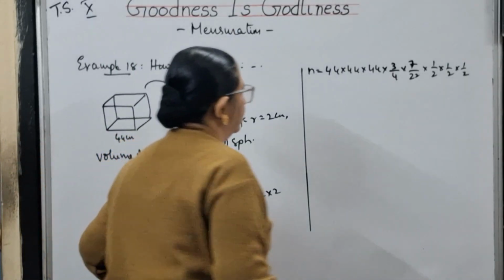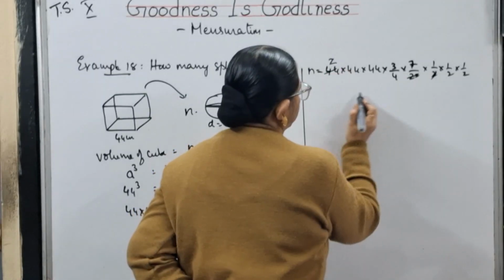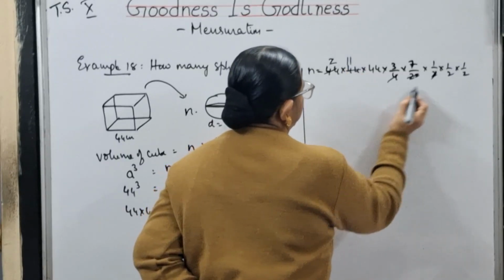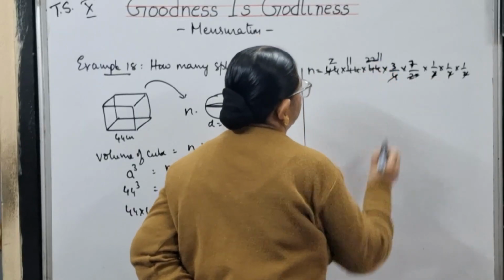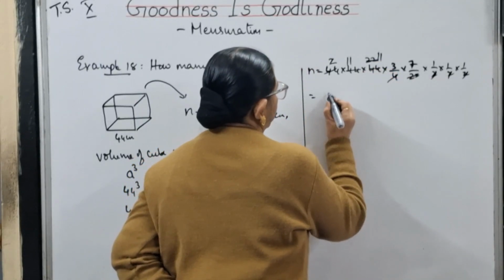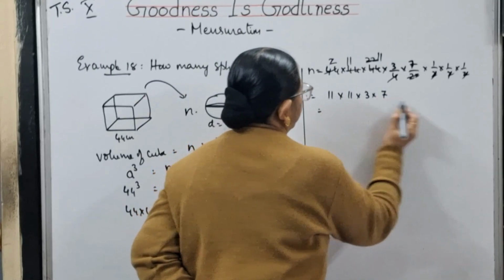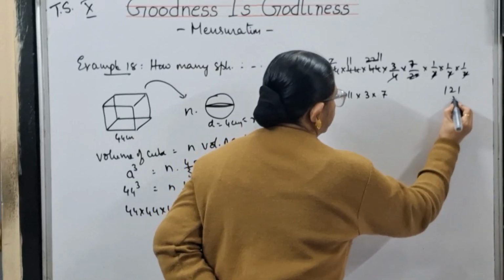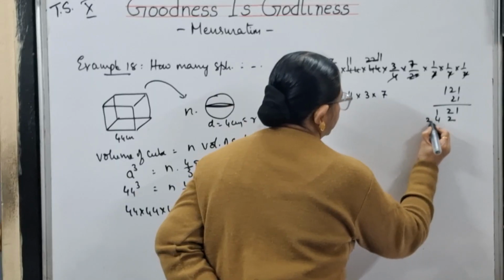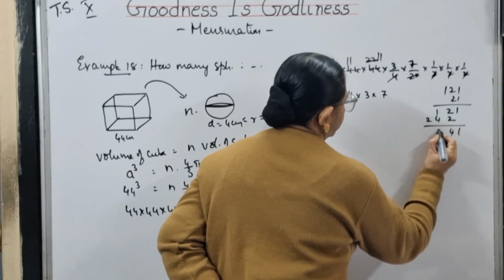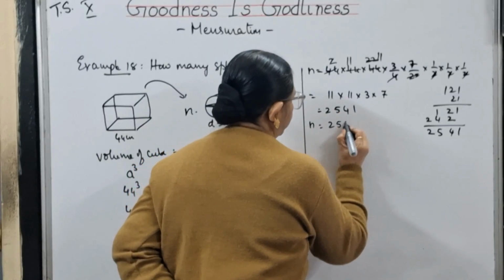Okay. Now let us cancel. 22 2s are 44. 2 and 2 will get cancelled. 4 11s are 44. Again 2 22s are 44. And 2 11s are 22. Okay, so what are we getting? 11 into 11 into 3 into 7. That is 11 11s are 121, 7 3s are 21. So 121 into 21 is 2541. N is equal to 2541.